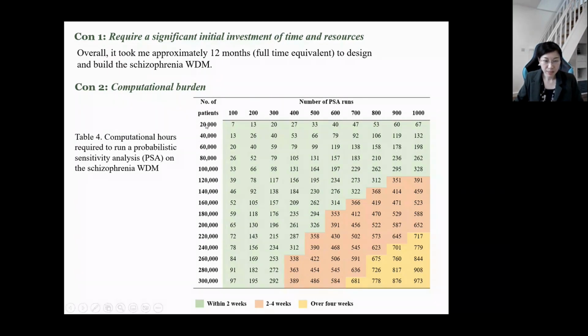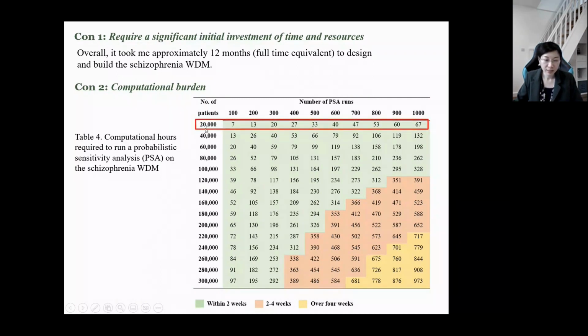So in this table, each row shows the number of patients we include in each model run, while each column shows the number of PSA runs. Or in other words, how many times do we want to repeat the model runs? Those cells in green mean the computational time is within 2 weeks. Those cells in red mean the computational time is 2 to 4 weeks. Those cells in yellow mean the computational time exceeds 4 weeks.